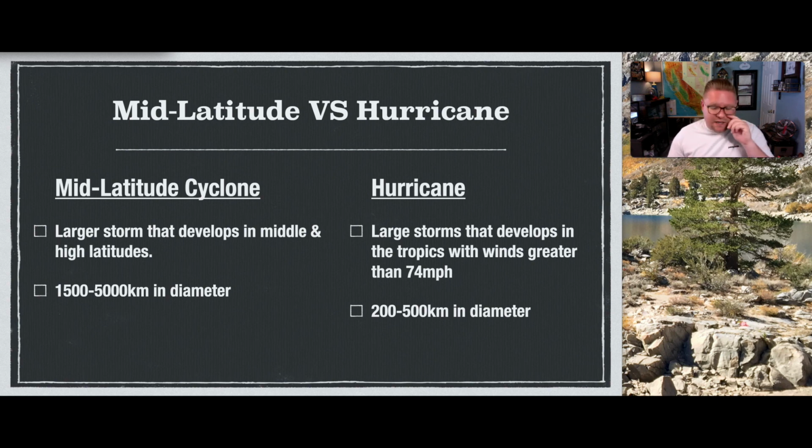Other big differences that we'll talk about in a moment are the length of life and also the direction. As an example, mid-latitude cyclones traditionally move eastward, while hurricanes move westward. So we do find that there are some similarities in functionality, but significant differences in the way that they operate and their development.